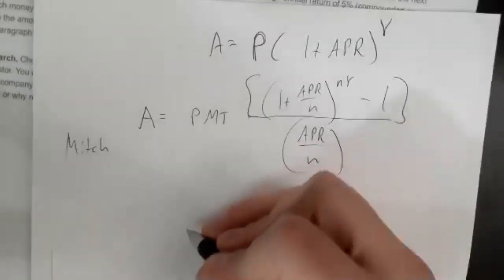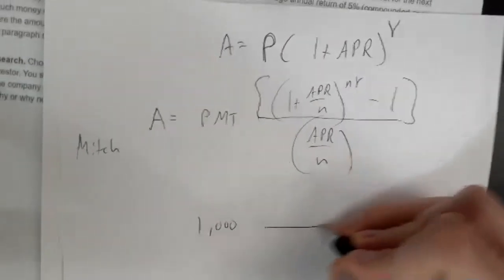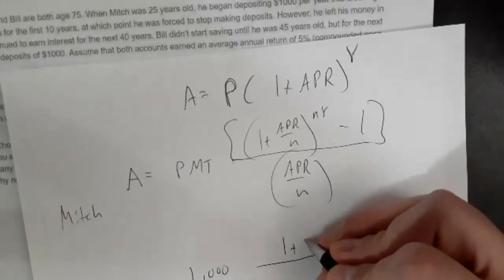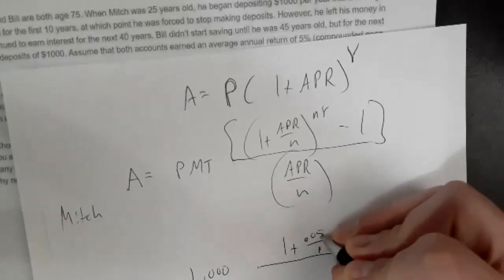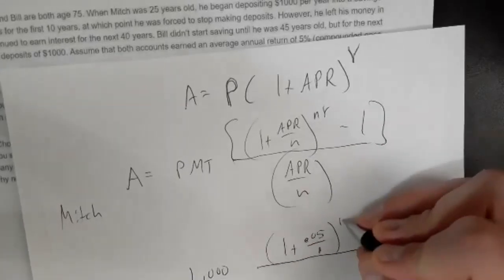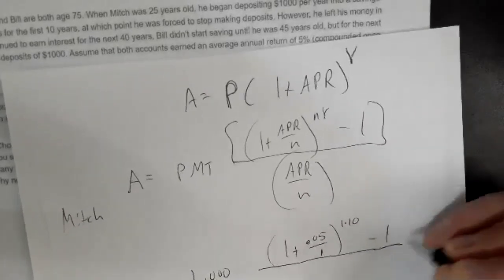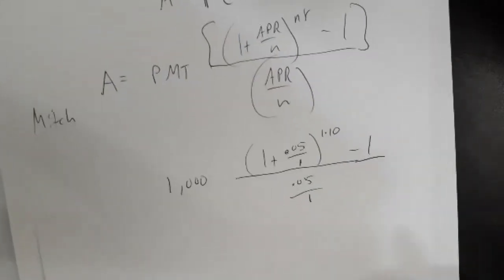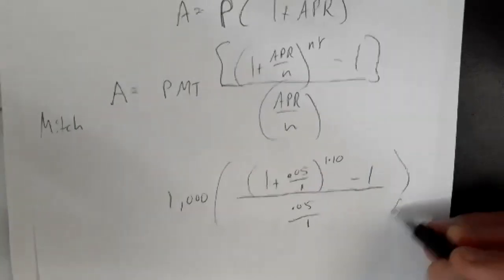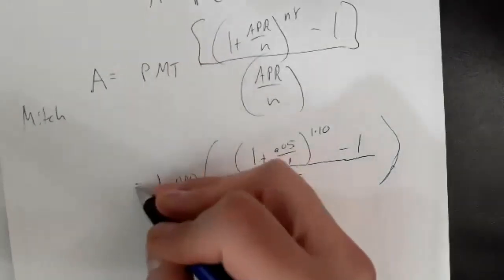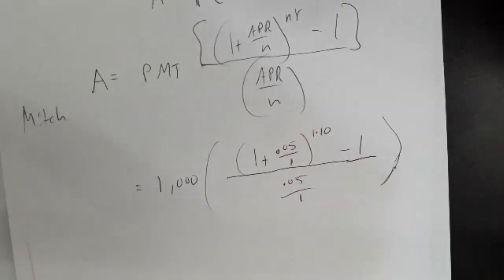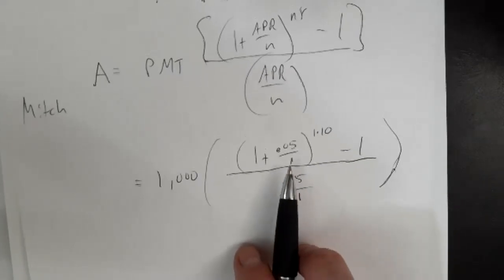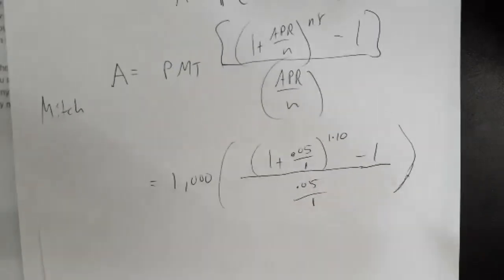So we're making payments. It sounds like we're making $1,000 payments. My 1 plus my APR here is going to be 5%, so 0.05. My N is just 1. We're doing things once per year. I do 1 times the number of years, I subtract 1, I do my APR over N, which is just 1. So this is the amount that happens if I deposit $1,000 for 10 years in a 5% account being compounded once per year.